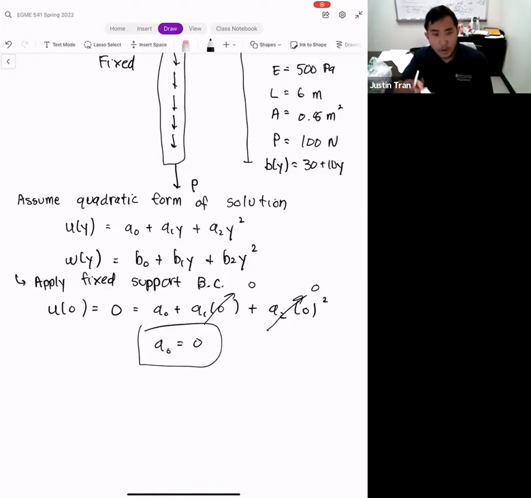Normally when you apply a Dirichlet boundary condition, you should be able to solve for one of the constants in your approximate solution. In this case, we get the value for a0 straight up, and it makes things easy because it equals 0.